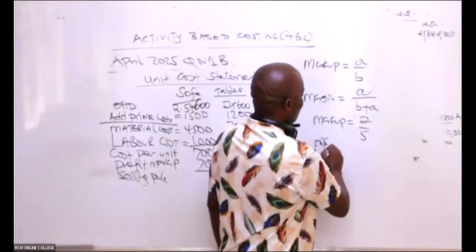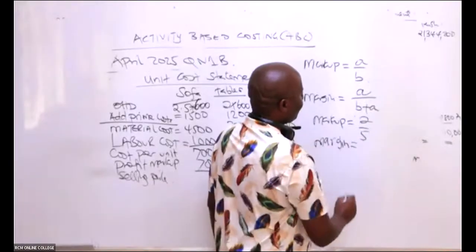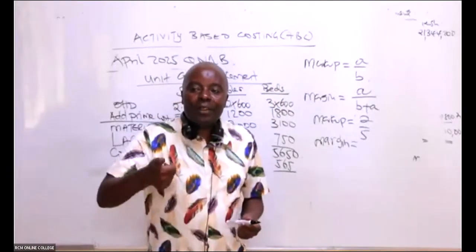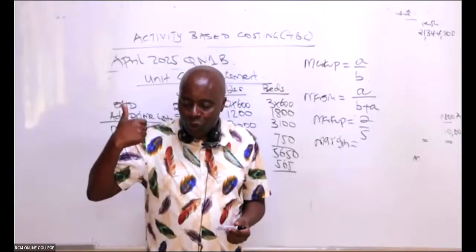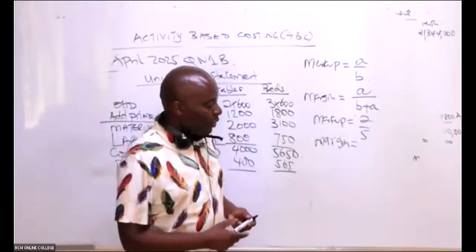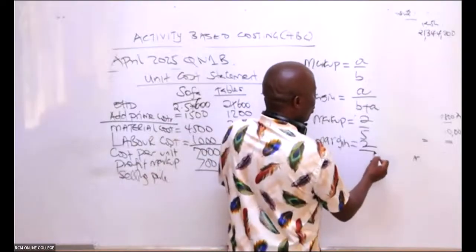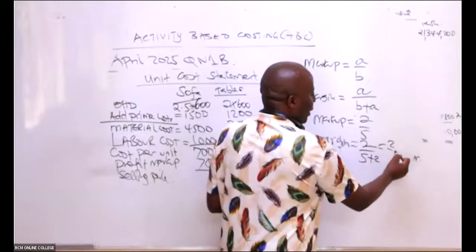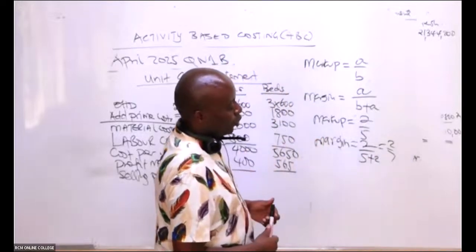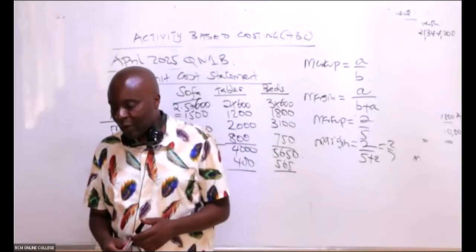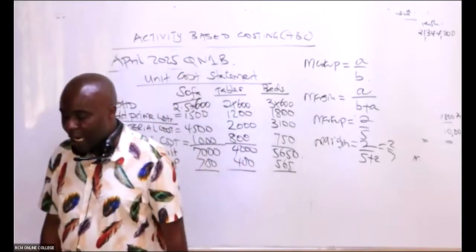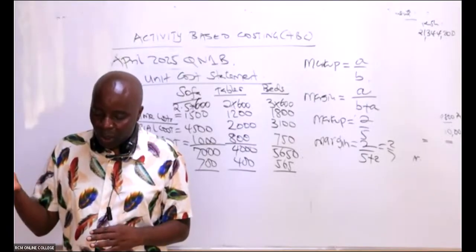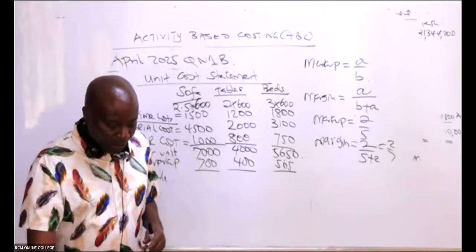If you're given markup, just for your practice, 2/5. Is there somebody who can give me the margin? 2/7. Because for margin, you must inflate the base. So the margin will be 2/5 plus 2, which will be 2 over 7. Please give me some feedback on whether you are able to follow. Tell me whether you now know how to convert markup to margin, and then I'll teach you how to convert margin to markup.